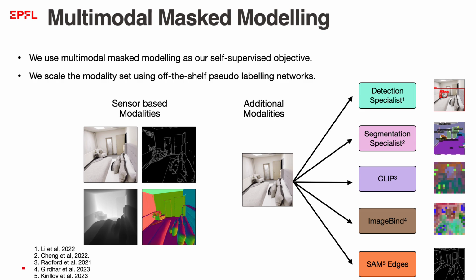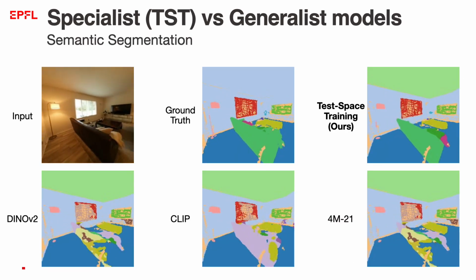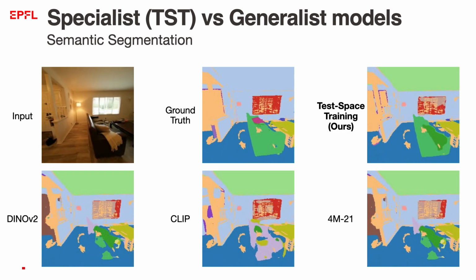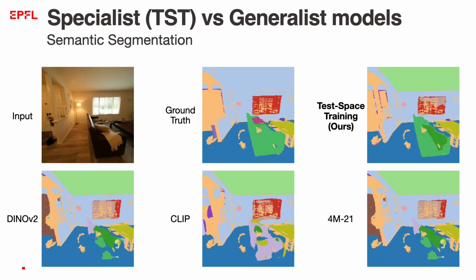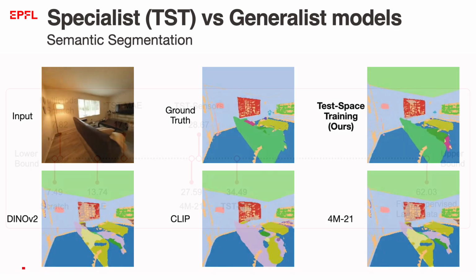deployment space is useful. On semantic segmentation, note how predictions from TST are a lot more stable across viewpoints, as compared to generalist models trained on millions of external images. We refer you to our paper and website for results on more tasks and datasets.